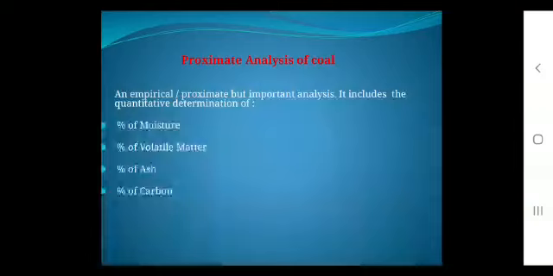So now come to our topic, that is proximate analysis of coal. As the name suggests, it is a proximate analysis, that is approx, not accurate. So it gives only about the detailed idea of moisture, volatile matter, ash and carbon. So it is an empirical or proximate, but still it is important also. It includes the quantitative determination of moisture, how much moisture is present. Number two, how much percentage of volatile matter is there, percentage of ash, and the fourth, percentage of carbon.